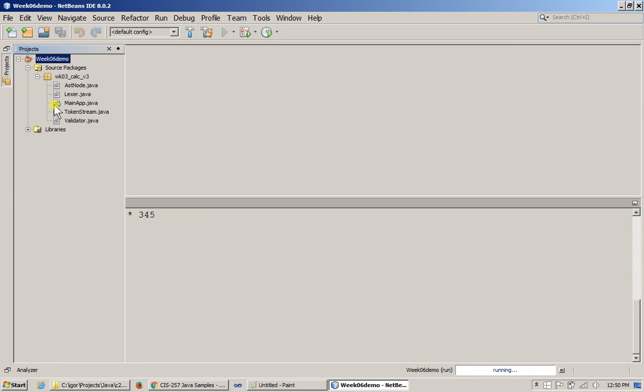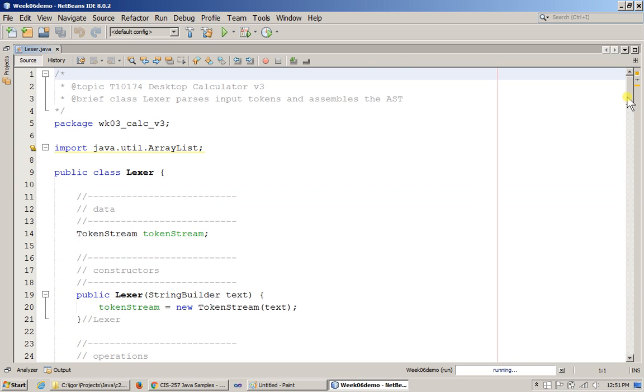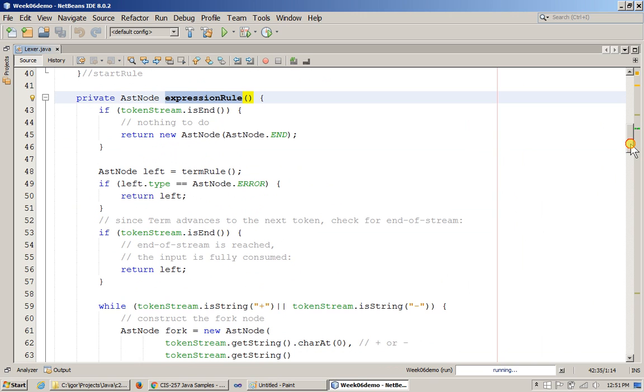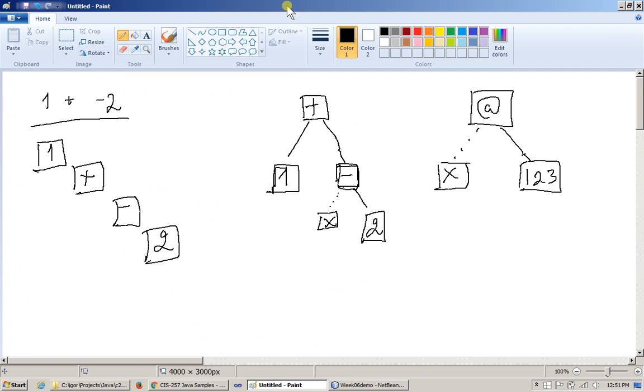So this is the structure of our project, right? And of course, the heaviest work is done inside the lexer, which deals with grammar rules. And these grammar rules are represented by the expression rule, which right now handles binary plus and minus, right? So regardless of what happens here, we say that any arithmetic expression looks like this, right?